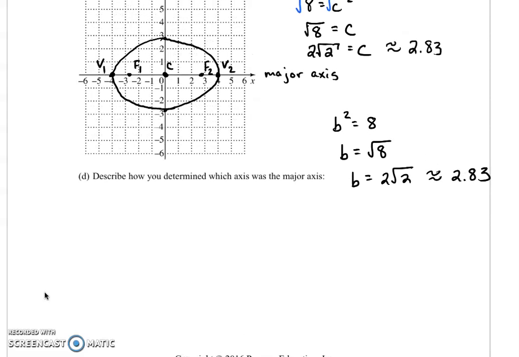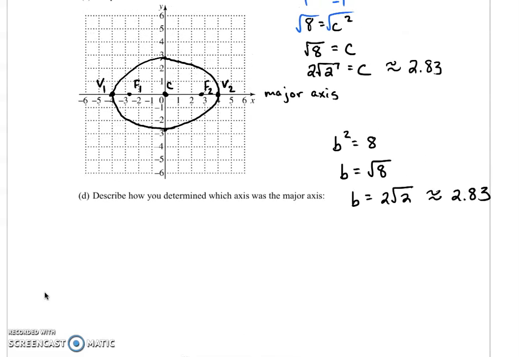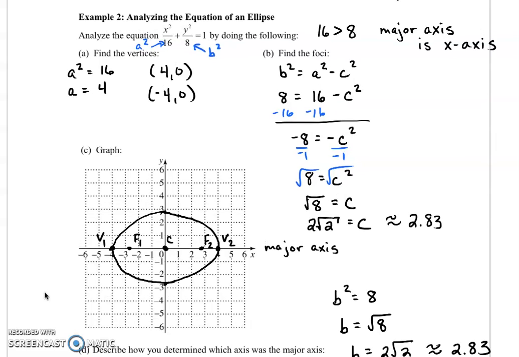Okay, so how did we determine again which axis was the major axis? Well, we said that up here. It was because the 16 was bigger than the 8. So that means the major axis is the x-axis.